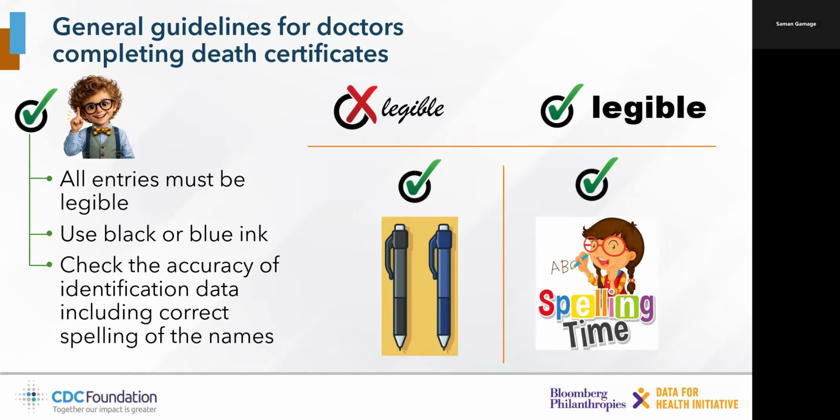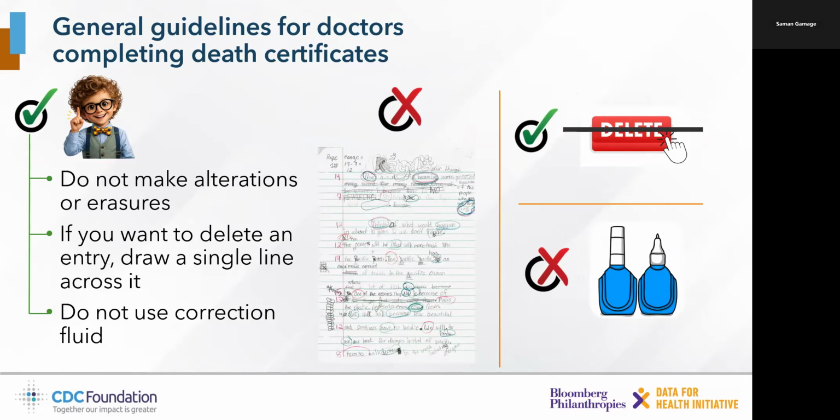All entries must be legible. Use black or blue ink. Check the accuracy of identification data, including correct spelling of the names. Do not make any alterations or erasures. If you want to delete an entry, draw a single line across it, and do not use correction fluid.